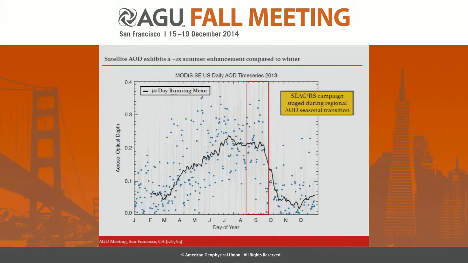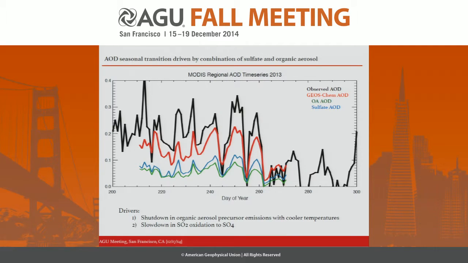If we zoom in on this window here, in black is the summer average over the Southeast US, actually the daily averages, I'm sorry. Red is what we simulate with the GEOS-Chem model, and then broken down by components are the contributions from organic aerosol and sulfate. What you'll notice is that even though the sulfate levels are less than organic aerosol, it still dominates in the aerosol optical depth. The model tends to underestimate the aerosol optical depth in general, but I think we have some ideas and avenues to explore around why that is. But it captures the variability. What it's telling us is that the seasonal transition, at least in the satellite space, is driven by a combination of 2 factors.